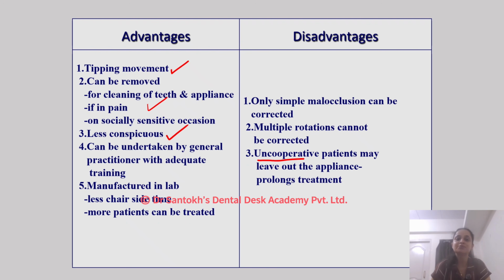It is less conspicuous when compared to your fixed orthodontic appliances, and there is less chair side time. So what does this mean? The chair side time with patients when we are giving the removable appliances is lesser when we compare it with the fixed appliances, because these appliances can be manufactured in the laboratory. Okay. So what will be the disadvantages? The biggest disadvantage is the cooperation of the patients. Also, multiple tooth movements and complex tooth movements are not possible with removable appliances. So it is capable of only treating simple malocclusion.